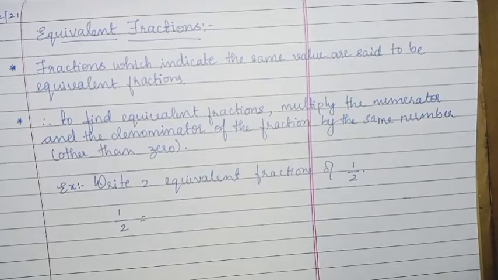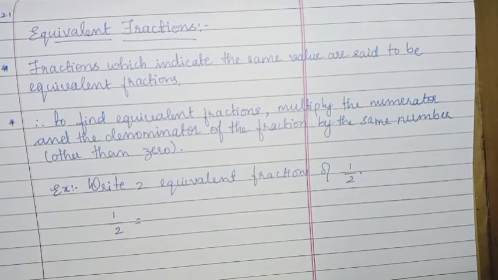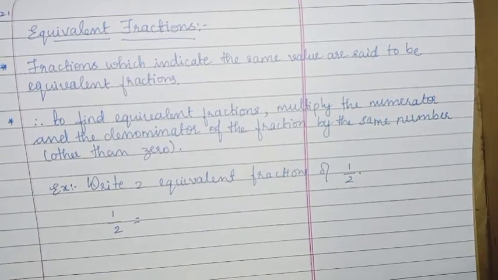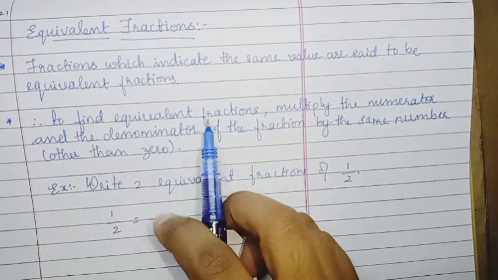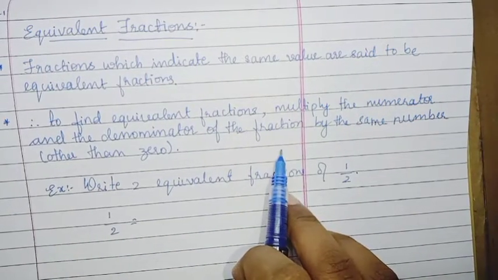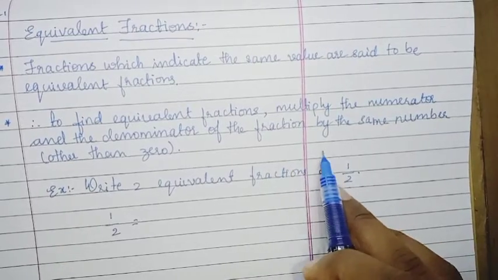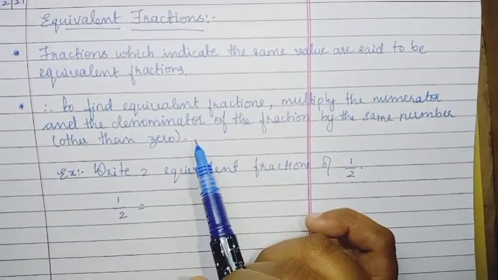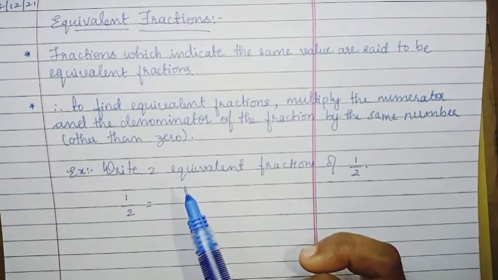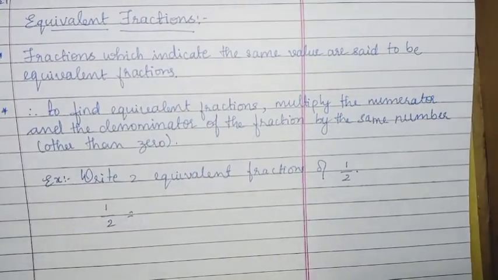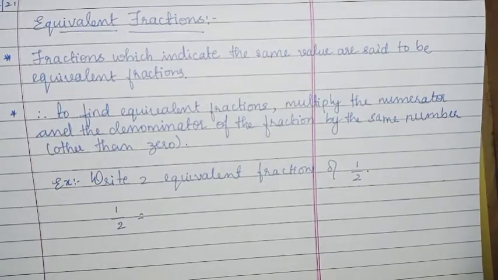Every time we can't put it into picture form and do it, right? We should be able to do it directly in number form. So to find equivalent fractions, multiply the numerator and the denominator of the fraction by the same number. Okay, let's see an example. Other than 0, we shouldn't multiply by 0, children. What if we multiply by 0? We'll get zeros only, right? That is not okay.